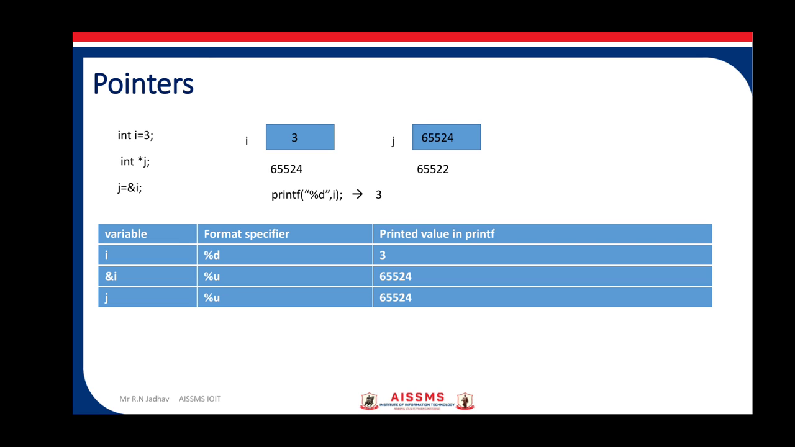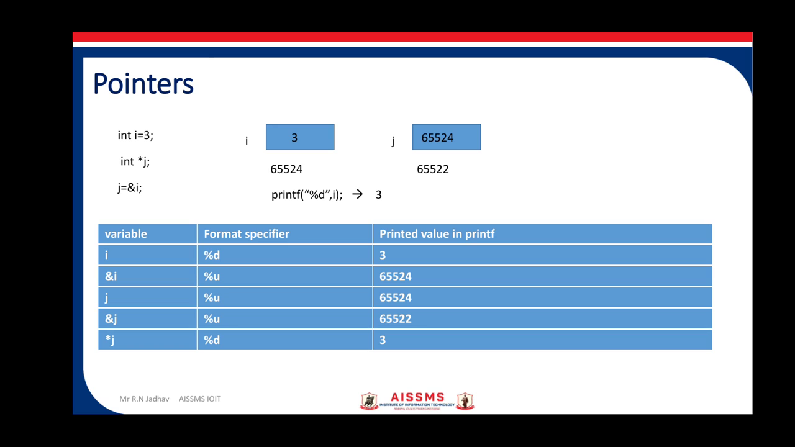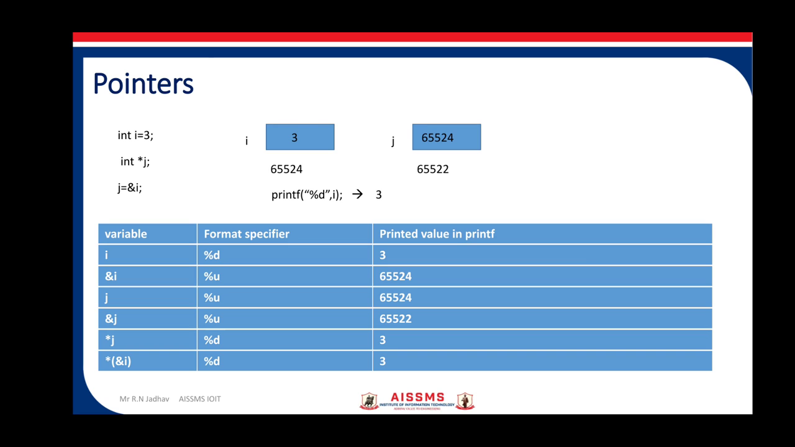As it is storing an address, the format specifier required in printf will be %u, and it will print 65524. If I want to print the address of j, again it is an address, so %u, and it will print 65522. Now *j. *j indicates value at the address. The address in j is 65524 and the value at that address is 3. As it is an integer value, you require %d and it will print 3.